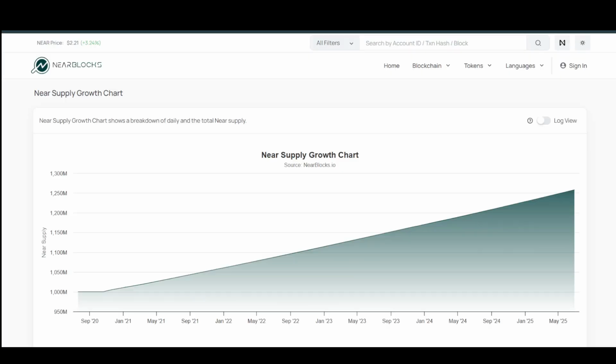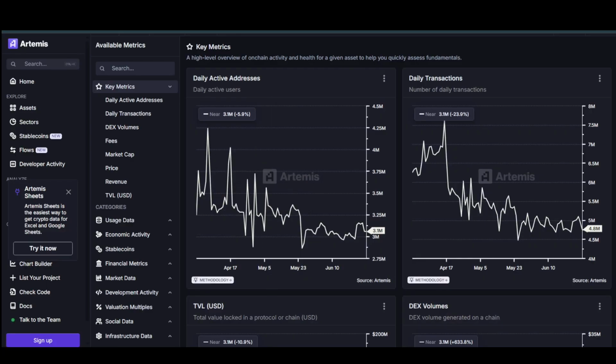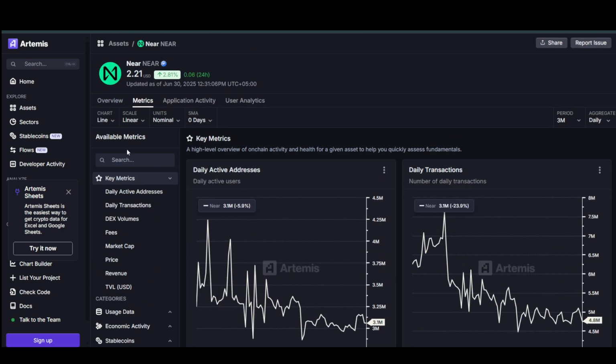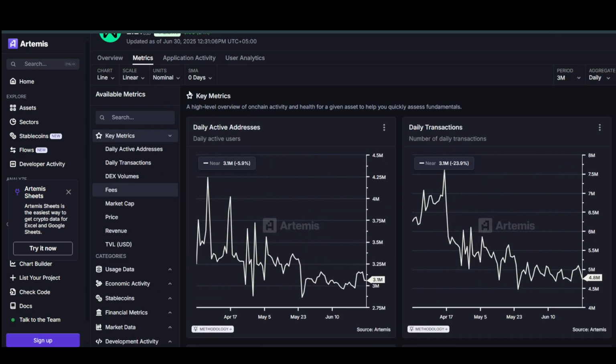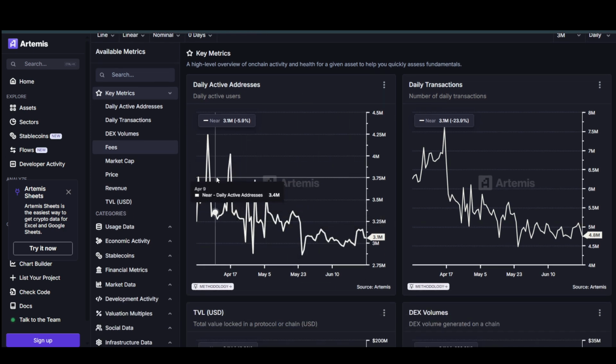Now coming to the token itself, before we talk about the token, we have to talk about the NEAR stats. These are the key stats for NEAR. So let's just do it. We have the first stat, which is daily active addresses on NEAR. As you can see here, the daily active addresses have actually gone down from 4 million to as low as 3.1 million. Still, it's pretty impressive. I think it's not that low. Again, 3.1 million daily users are a lot.